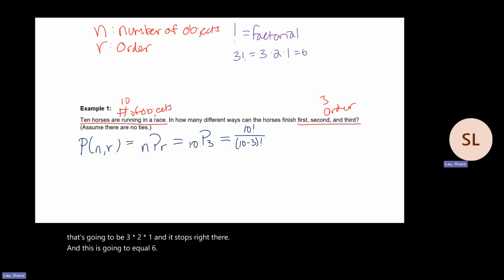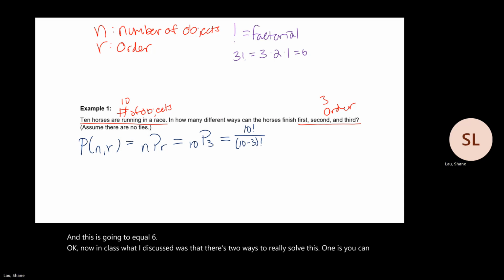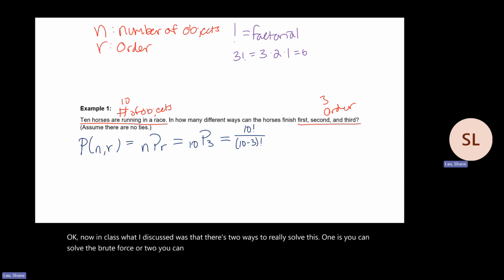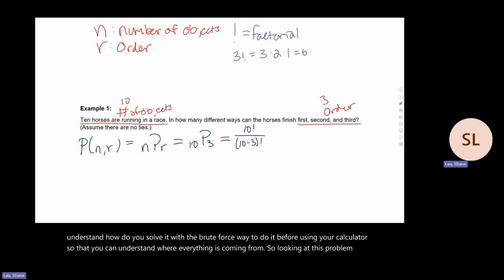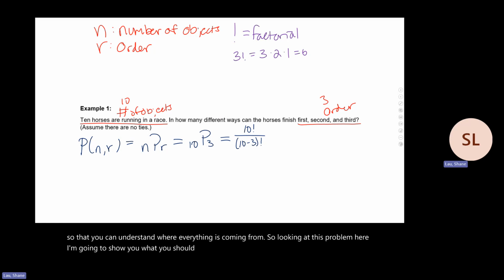Okay. Now in class, what I had discussed was that there's two ways to really solve this. One is you can solve it brute force, or two, you can solve it using your calculator. But I want you to understand how to solve it with the brute force way before using your calculator so that you can understand where everything's coming from. So looking at this problem here, I'm going to show you what you should not do. Okay, something you should not do.